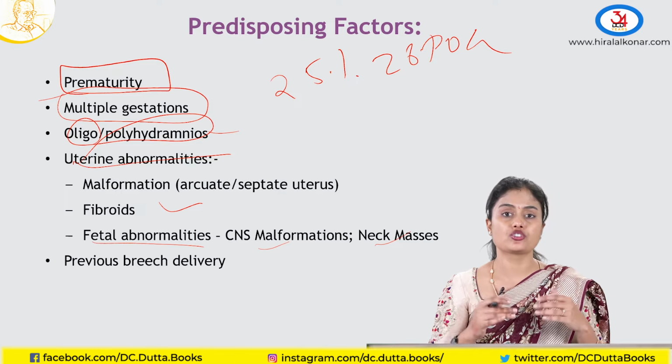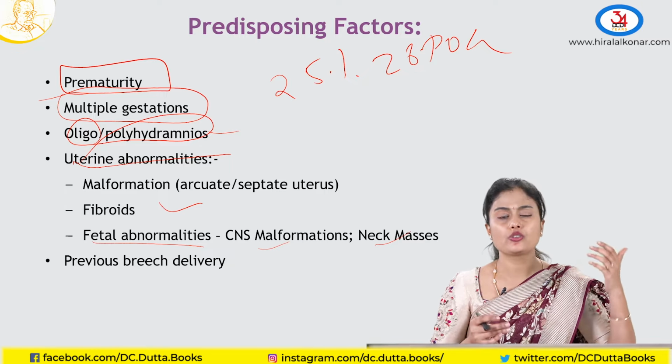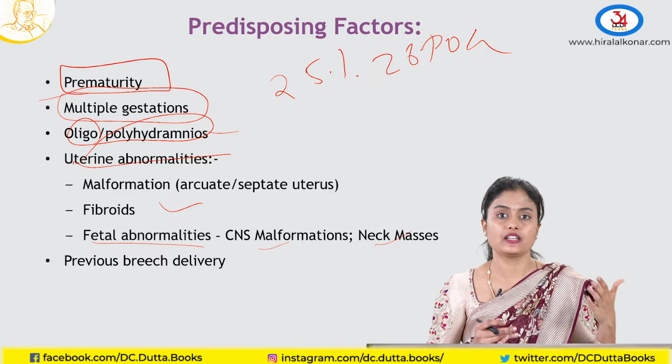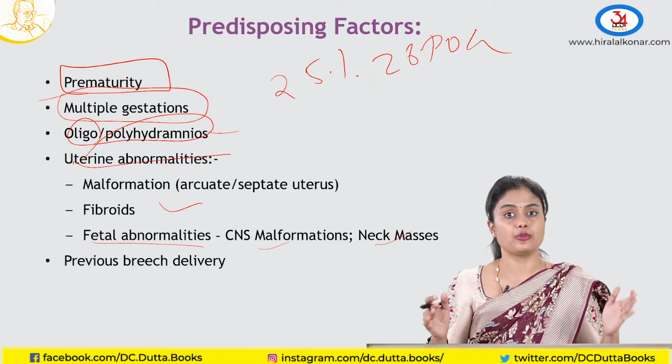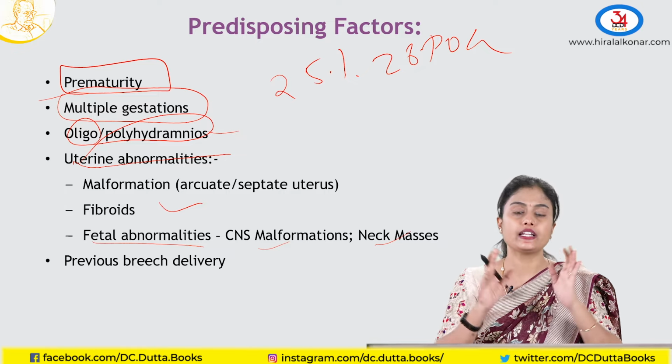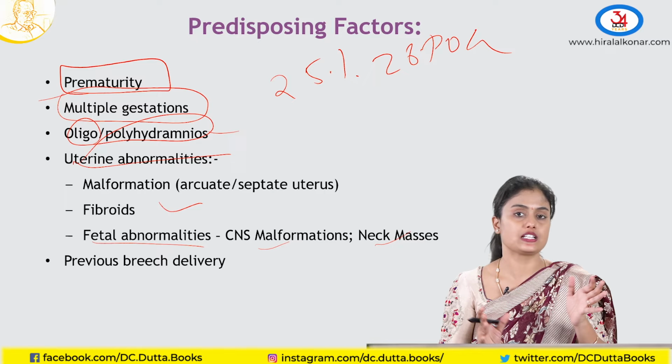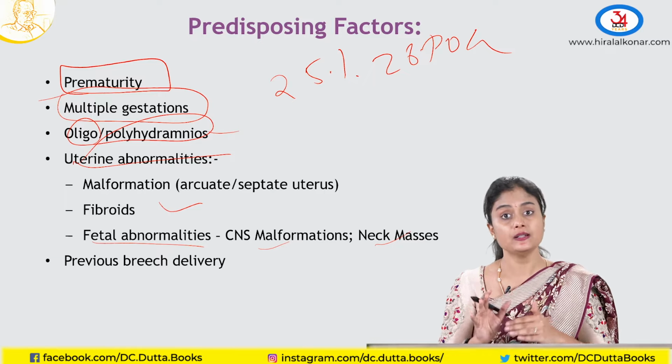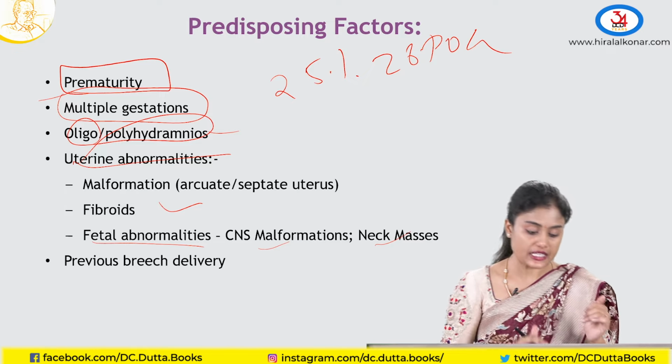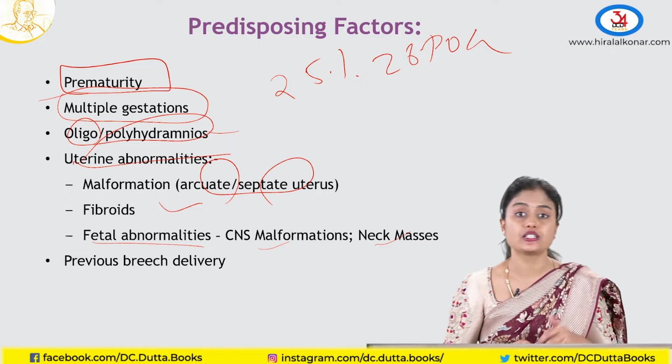Uterine anomalies or fetal anomalies. In such cases, like malformations of the uterus. The breech or buttocks occupy the fundus because the fundus is broad and the buttocks are broad, so it gets more space to occupy. That is why usually the buttocks are at the fundus. But what happens in the case of an arcuate or septate uterus?